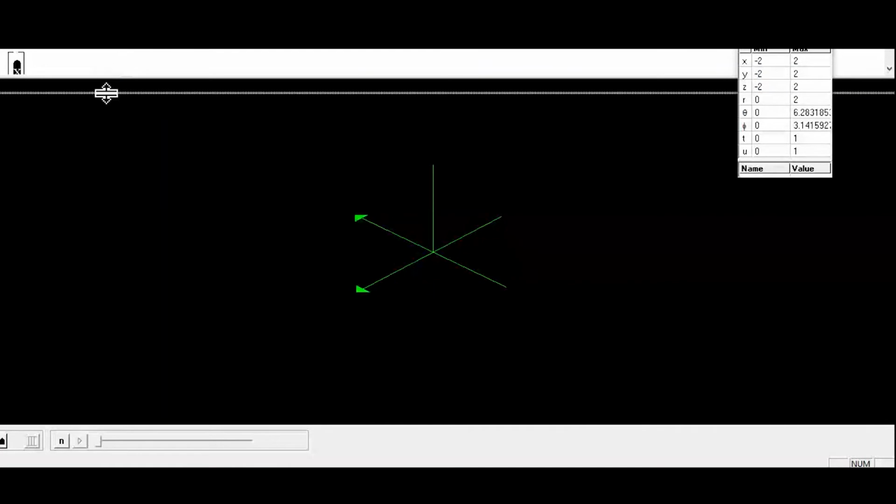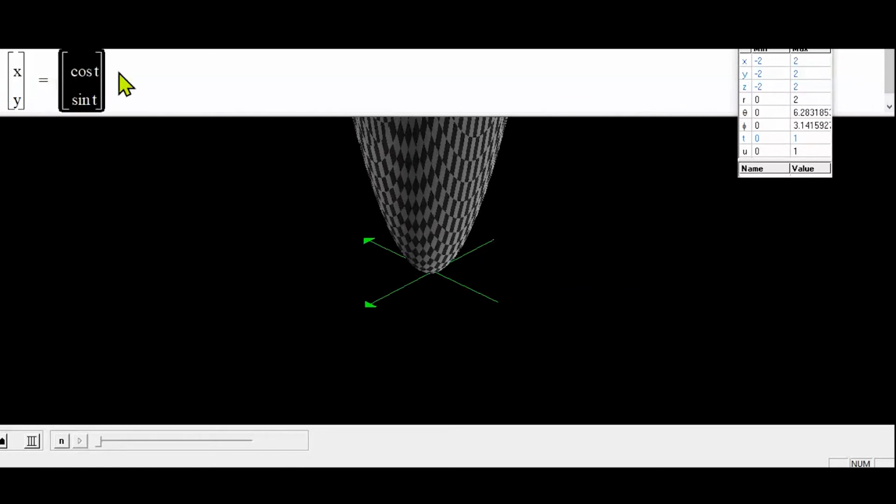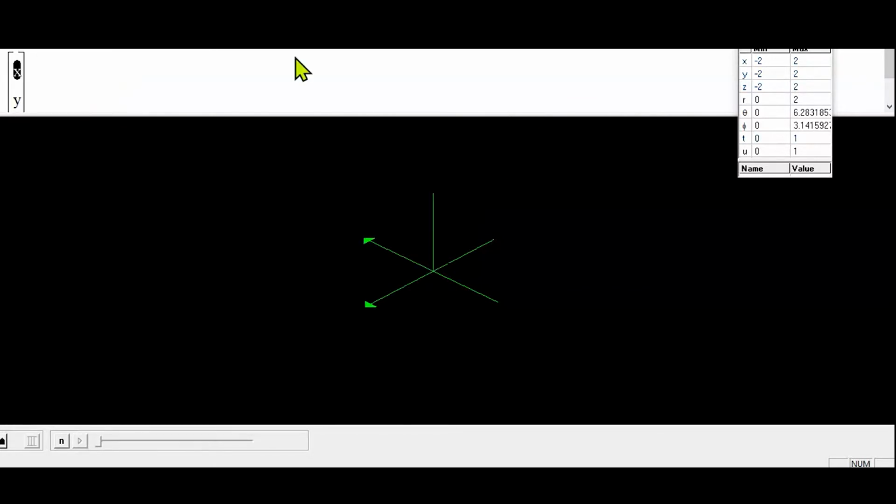Okay, so that two-dimensional vector. I'm not sure if this will work. Let's try it. Cosine t and sine t. That doesn't work, so I have to have a three-dimensional vector. Okay. This is equal to the three-dimensional vector cosine t, sine t, and this. Oh, actually, that's not going to work either.